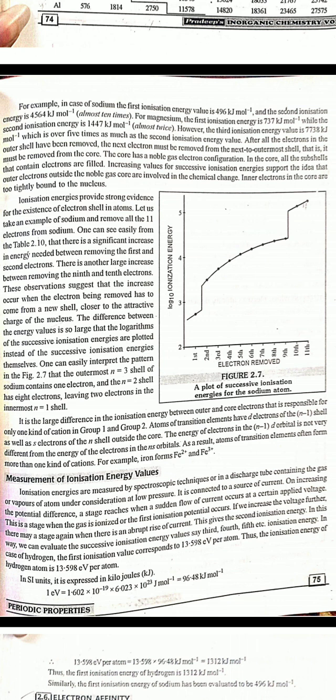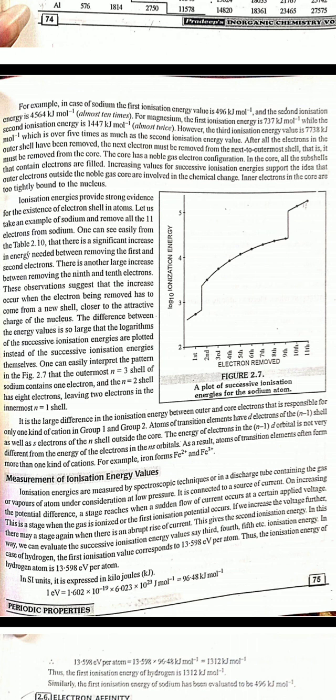The difference between the energy levels is so large that the logarithms of the successive ionization energies are plotted instead of the successive ionization energies themselves. One can easily interpret the pattern: the outermost n equals 3 shell of sodium contains 1 electron, the n equals 2 shell has 8 electrons, leaving the 2 electrons in the innermost n equals 1 shell. It is the large difference in ionization energy between outer and core electrons that is responsible for only one kind of cation in group 1 and group 2.